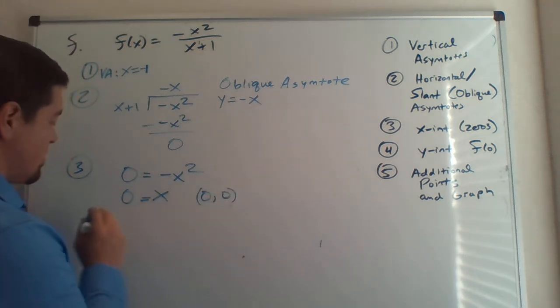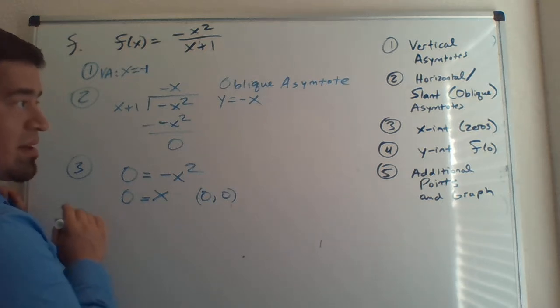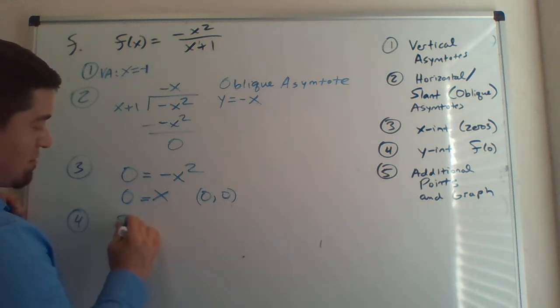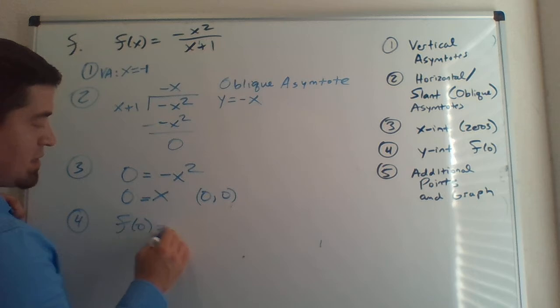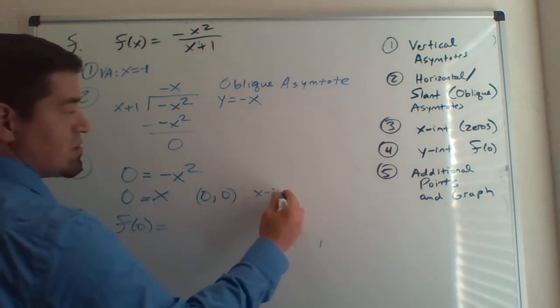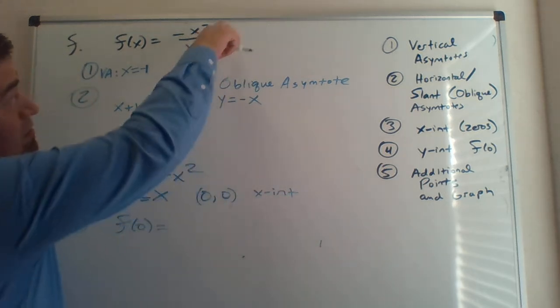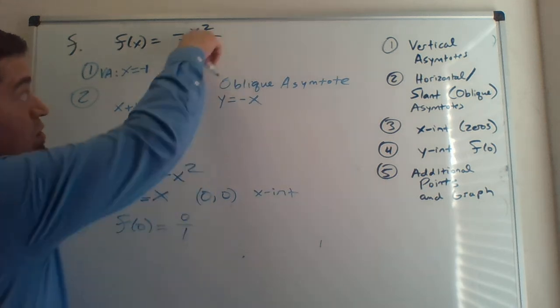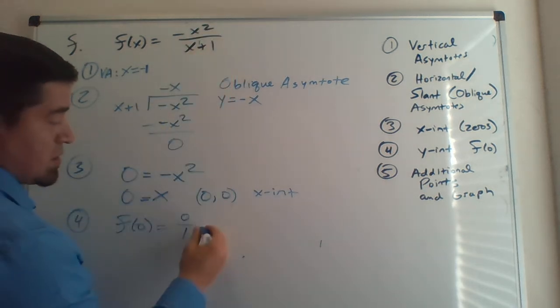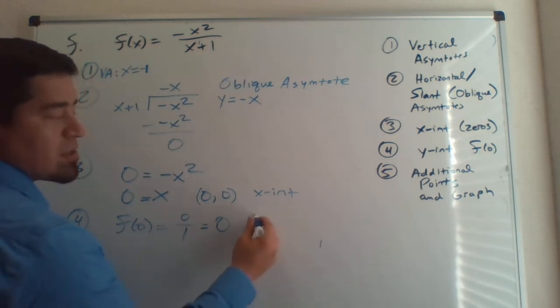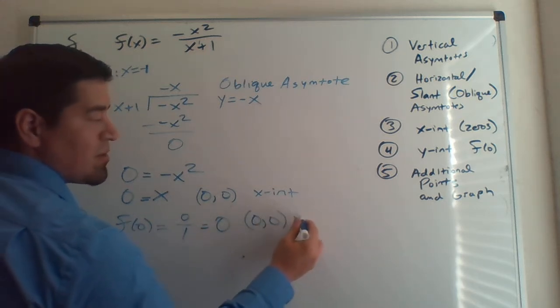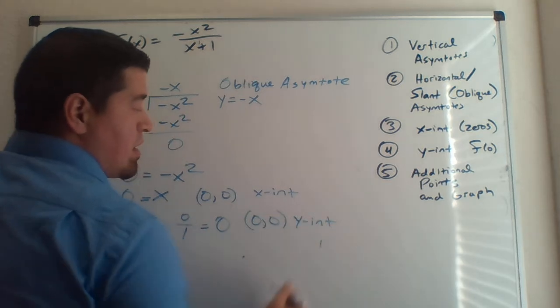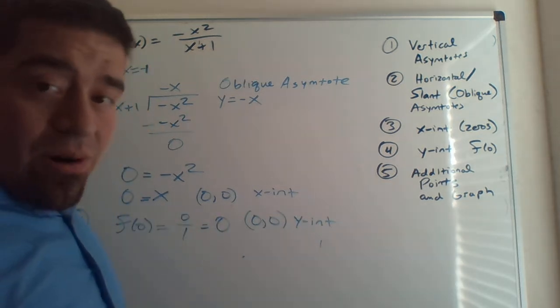Anytime you see 0, 0, that leads us to the next step. You know f of 0 for the y-intercept. If this is the x-intercept, f of 0 is going to be 0. You'll see it if you plug it in, right? 0 squared over 0 plus 1 is 0 over 1, which is 0. So that also tells you that that's the y-intercept as well. Okay. So we found step 4.